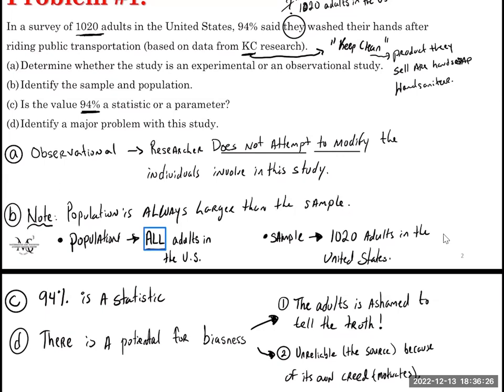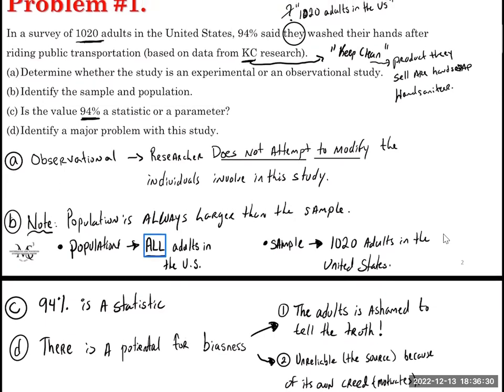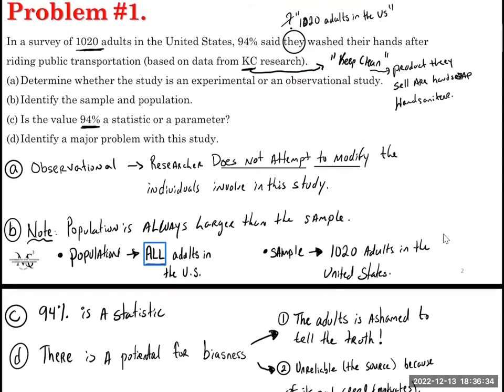So I have to look for the word all? Yeah, if it's talking about a parameter, you would look for the word all. In particular, if you're answering this question, what you should look for is when it says a percentage of they or percentage of people. Who are these people that they're referring to? Who are these individuals? So in this problem, the they is referring to the sample, the 1,020 adults in the US. So therefore, that's why it's a statistic.